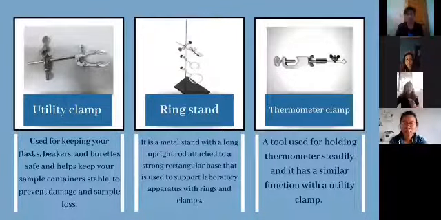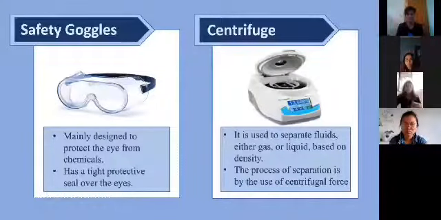The last reporter is Frances Ardentes. And now I'm going to discuss the last four laboratory apparatus.